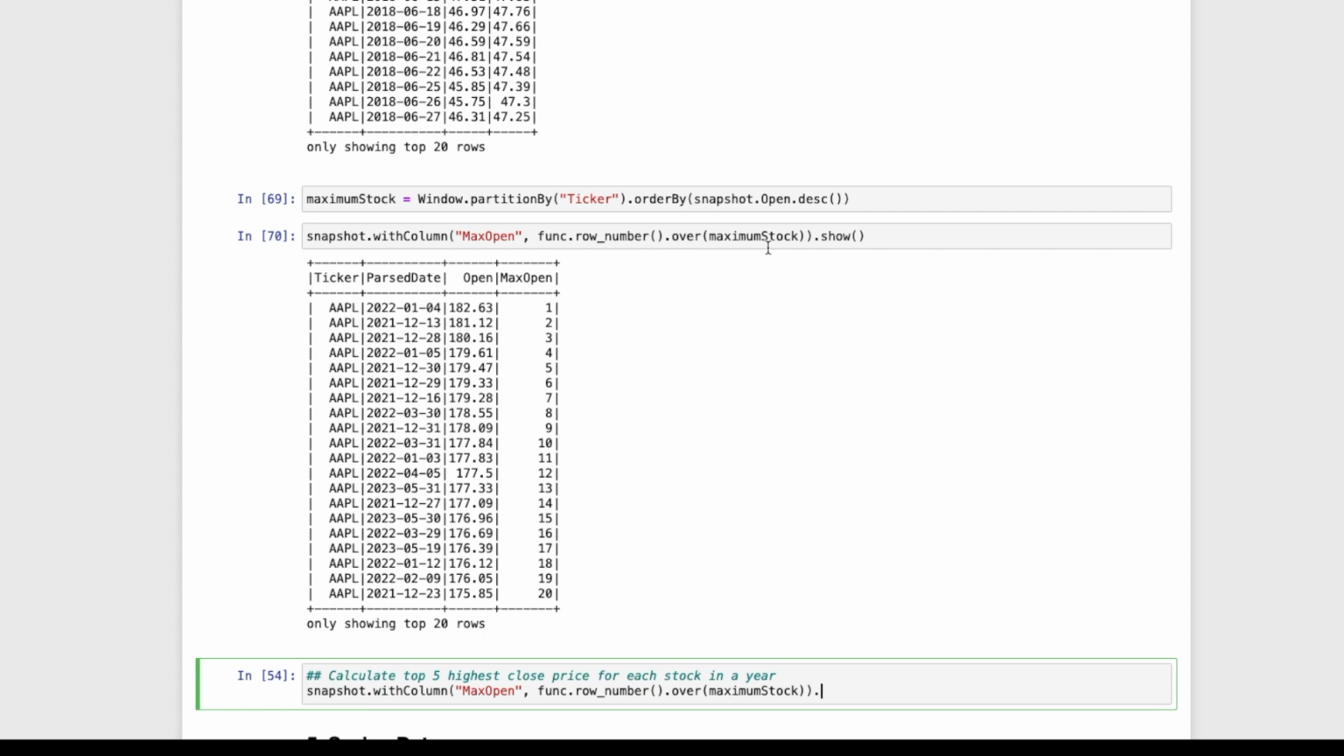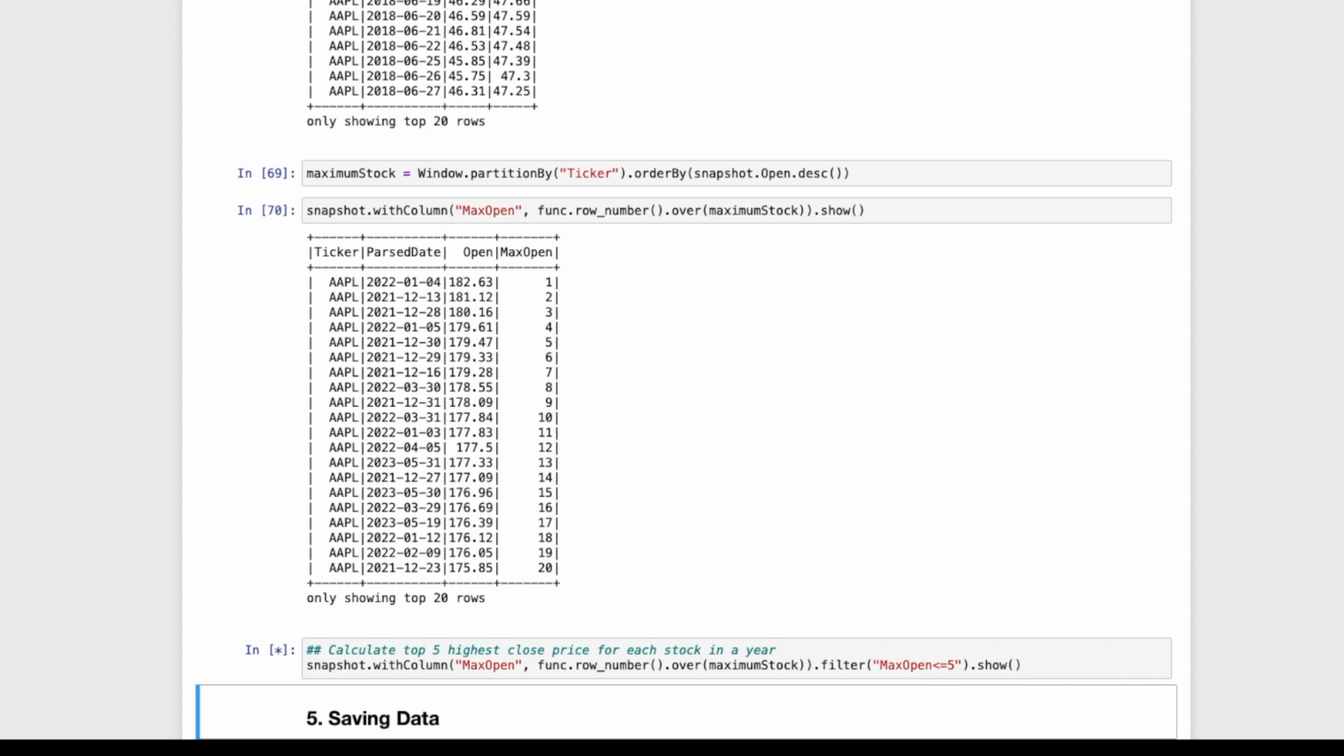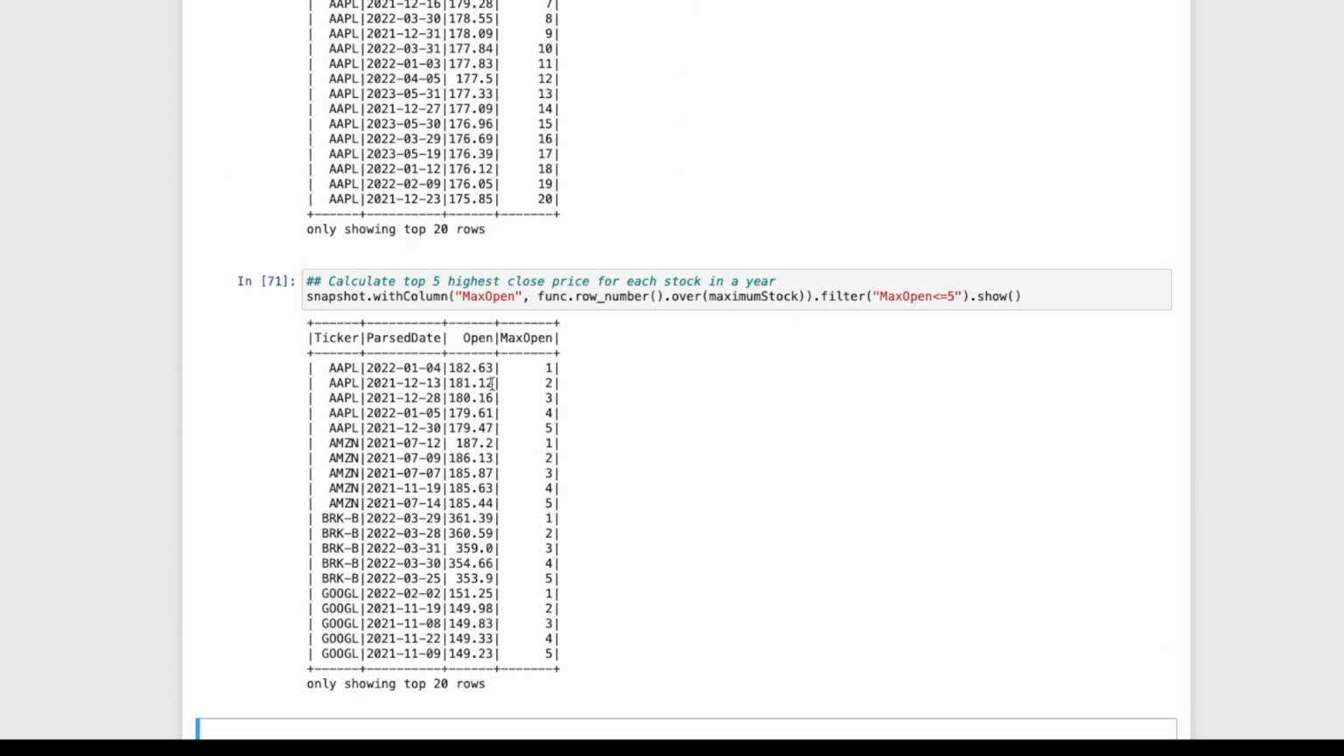So let's go ahead and say filter, and our filter condition is going to be max open. That's the column that we are saying, and it's less than or equal to 5 because you want to get the maximum 5 open prices for the stock. So let's execute this, and this is what we get, right? So we get 5 for Apple, the maximum open prices, right?